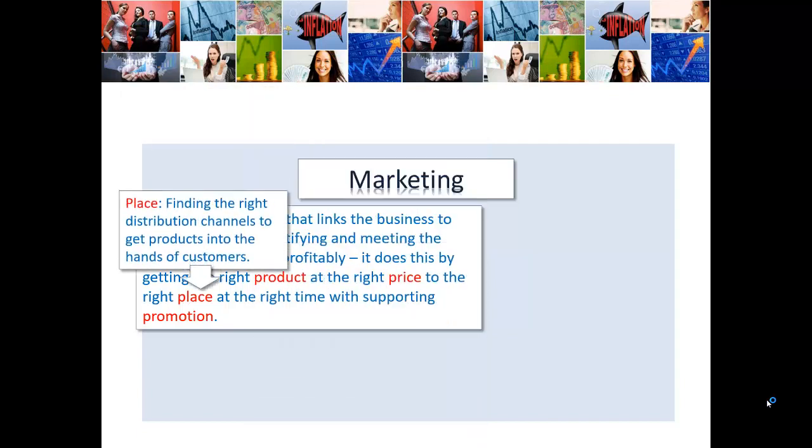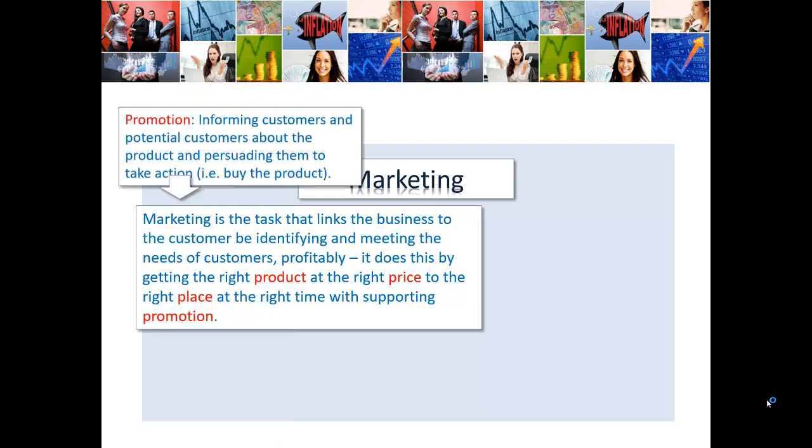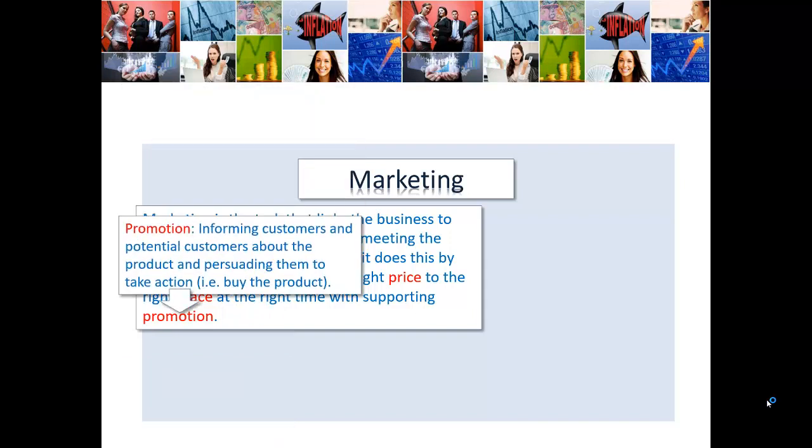Place, we need to find the right distribution channels to get products into the hands of the customers. Those could be an example of a physical store, sales over the internet, perhaps international marketing. And promotion is all about informing customers and potential customers about the product and persuading them to take action, to buy the product.